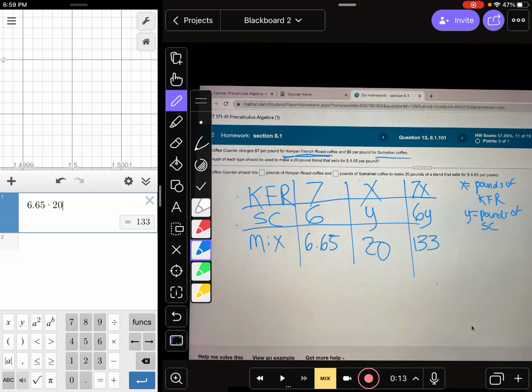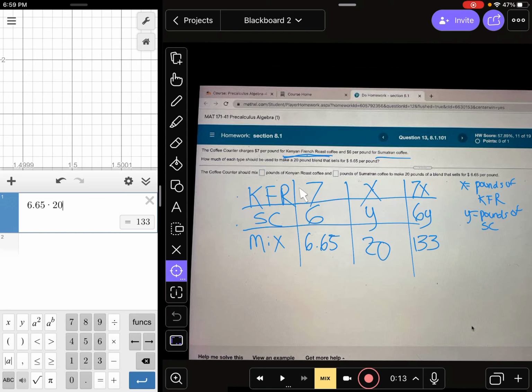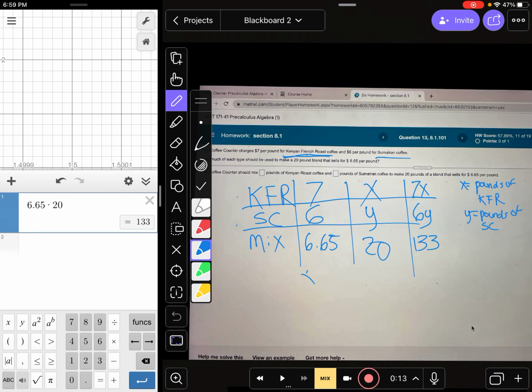But now I can actually set up some equations here. For this column, there's no equation to be set. I don't have any x's or y's. But look right here, x and y, this plus this equals 20. The number of pounds of this coffee plus the number of pounds of this coffee, when I mix them together, I'm going to have 20 pounds all together. So it's going to be x plus y equals 20. That's one equation.